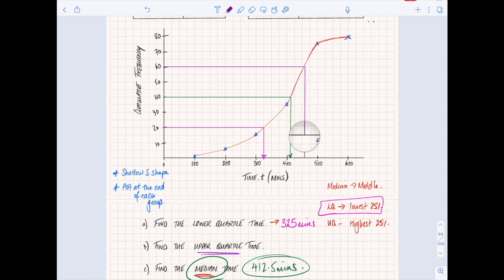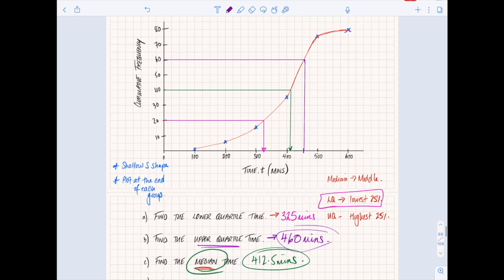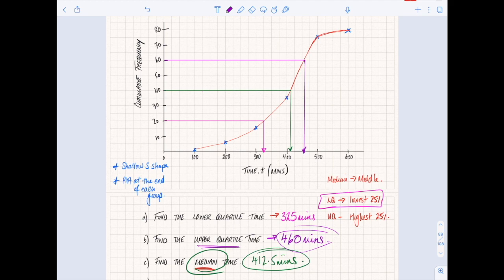Now, that's not quite perfect for me. It's at that point in there, which is probably 450, 460-ish. So you're reading off the scale. As I say, there will be a range that you would be allowed, but it's close to that 460 mark for me. Now, what that means is 75% of pupils spend 460 minutes on their phone for my sample.